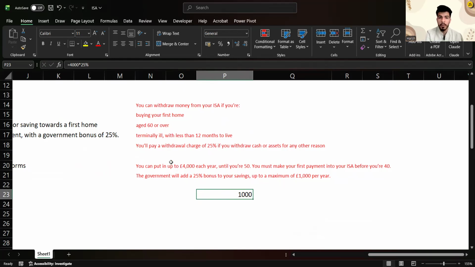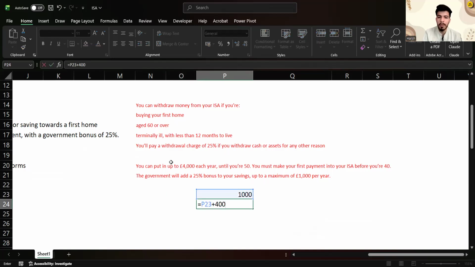You can withdraw your money from this ISA if you are going to buy for legitimate purposes. When you enrolled in the ISA, what you had thought of was to buy a home or save for retirement. So if that is for the same purpose, you can withdraw from your ISA tax free. But if there is any other reason you want to withdraw your cash, you will need to pay a withdrawal charge of 25%. And that withdrawal charge is not on £4,000. It is on the total pot.